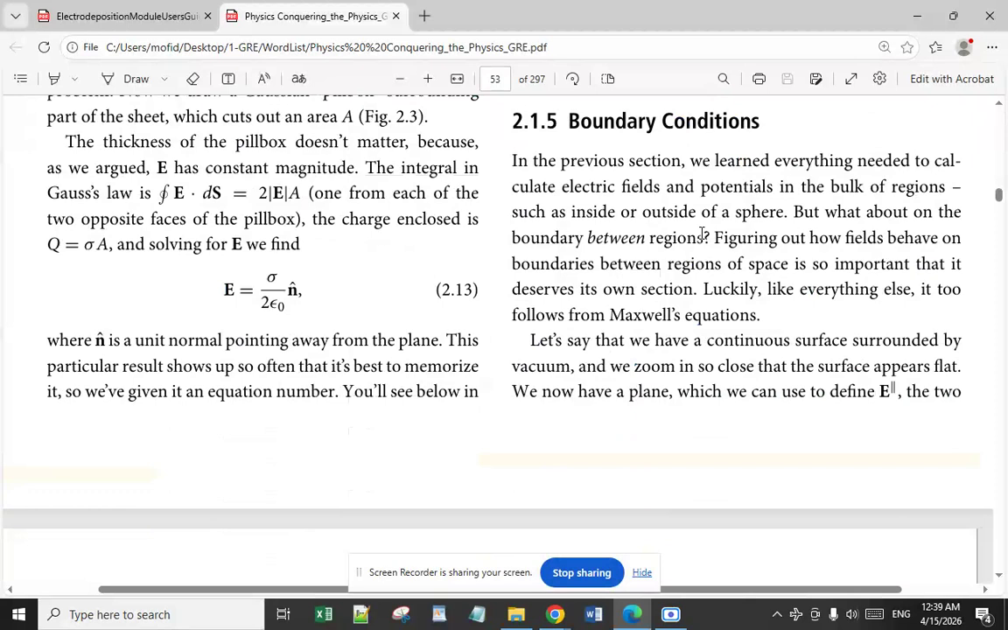Now I want to go through 2.1.5, boundary conditions. In the previous section, we learned everything needed to calculate electric fields and potentials in the bulk of a region, such as inside or outside of a sphere. But what about on the boundary between regions? Figuring out how fields behave on boundaries between regions of space is so important that it deserves its own section. Luckily, like everything else, it too follows from Maxwell's equations.